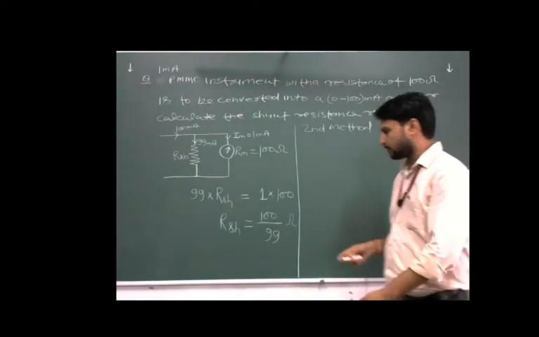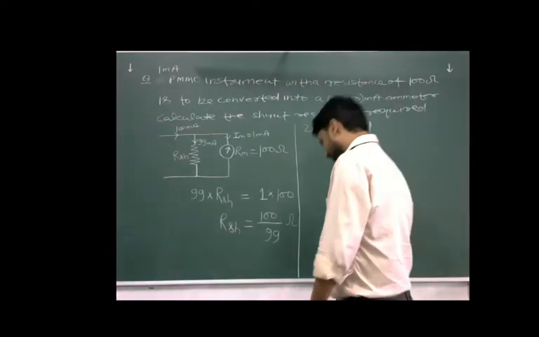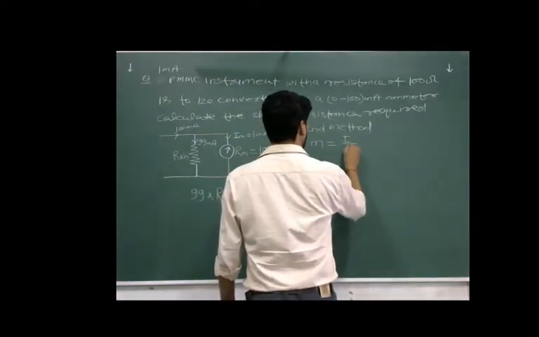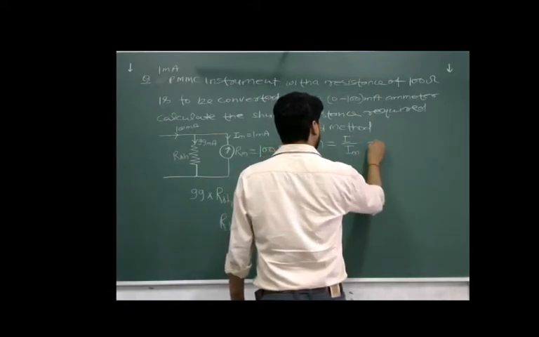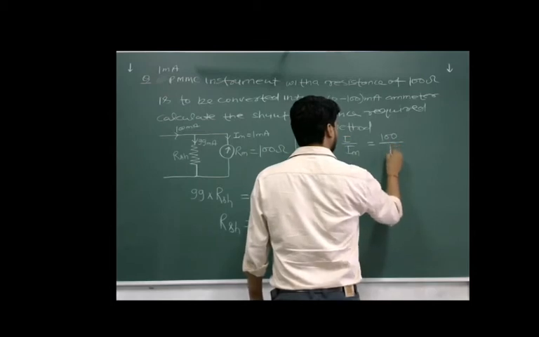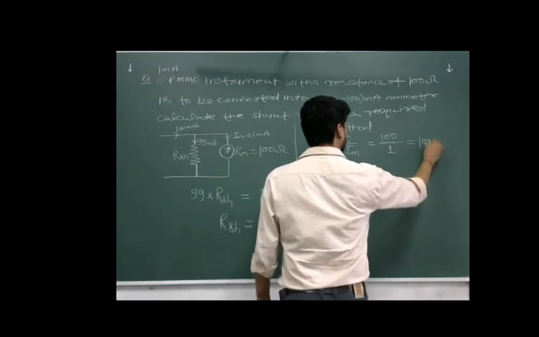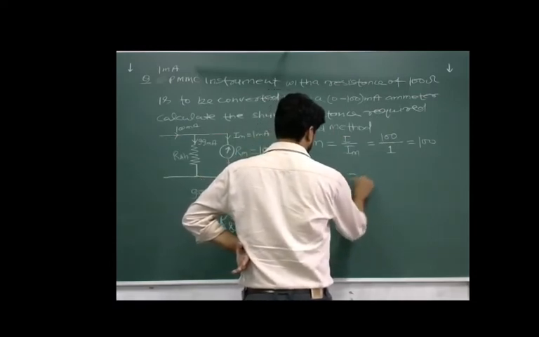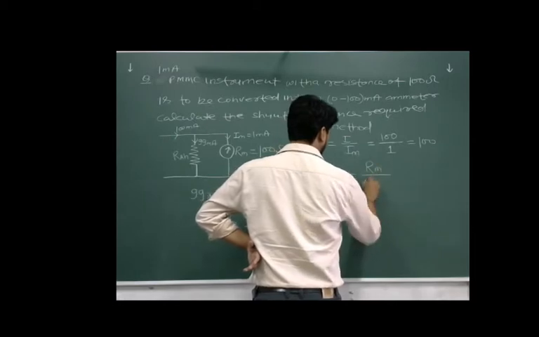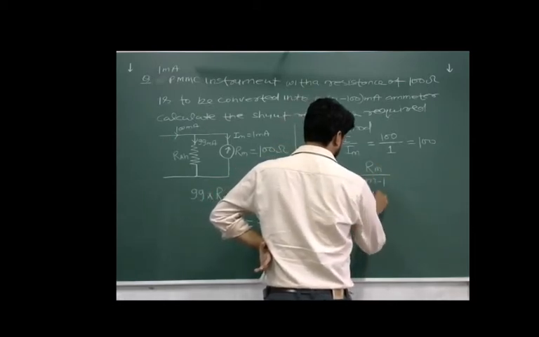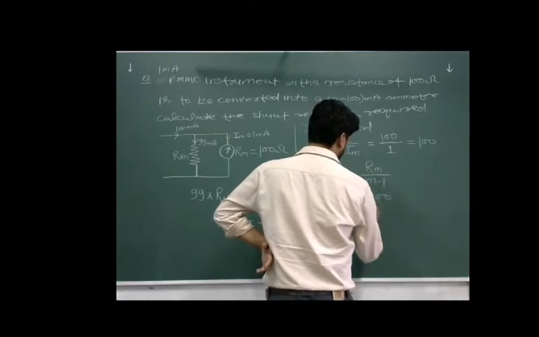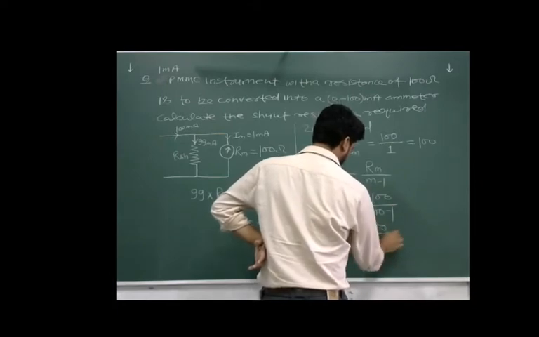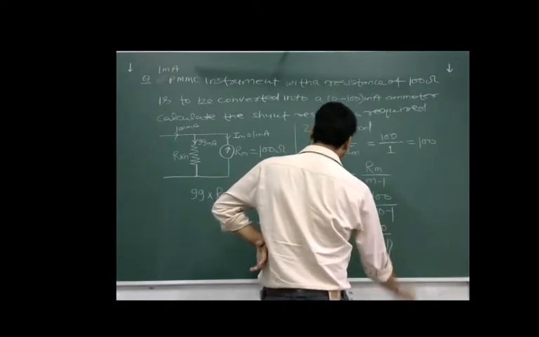Another way, by using the formula, we can write that the multiplying factor m is equal to I upon Im. The value of I is 100 milliampere, the value of Im is 1 milliampere. That means the value of m is 100. We can write from the formula RSH is equal to Rm upon m minus 1. Again we will find the same value. The value of Rm is 100 ohm, and m minus 1 is 100 minus 1, so RSH is equal to 100 upon 99 ohm.